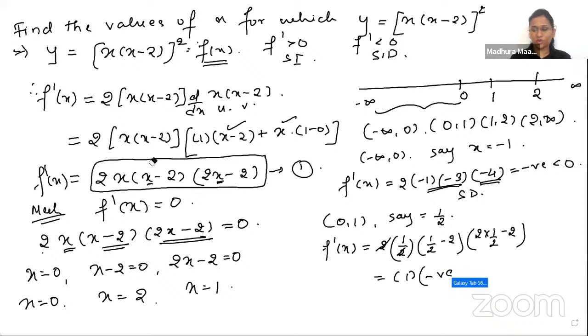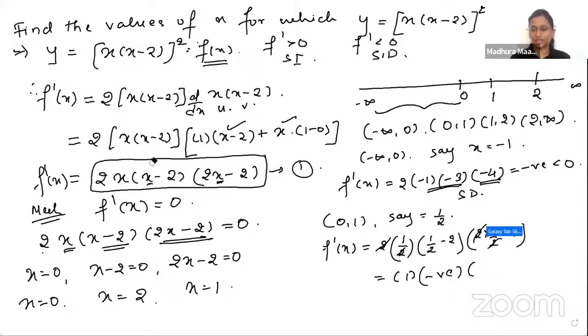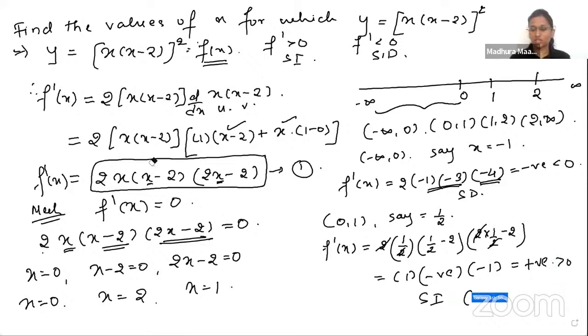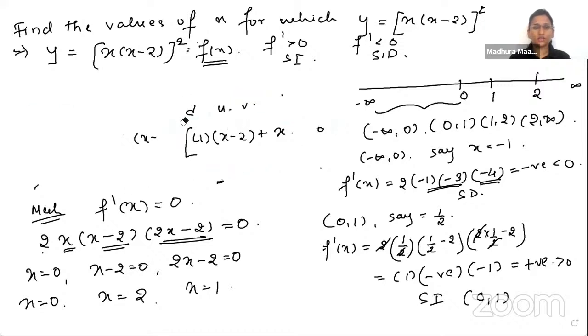What is 1 by 2 minus 2? Will this be negative or no? Yes, ma'am. This will come negative only. Here and here this cancelled. 1 minus 2 ಎಷ್ಟಾಯ್ತು? Minus 1. Negative into negative? Positive. So it is strictly increasing. In which interval? 0 to 1. Okay. So ಈಗ ನಮಗೆ 1 increasing ಸಿಕ್ತು. Still how many intervals are remaining? Still 2 are remaining. Okay. What is next one?